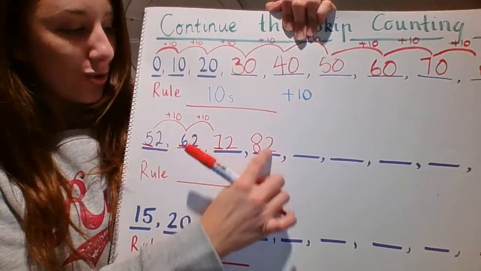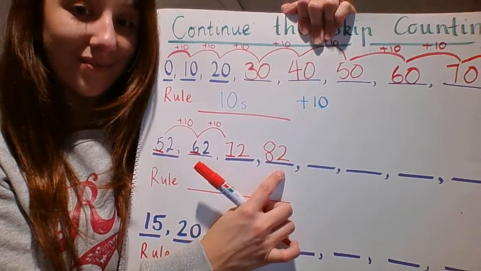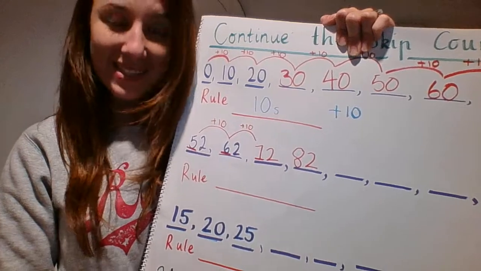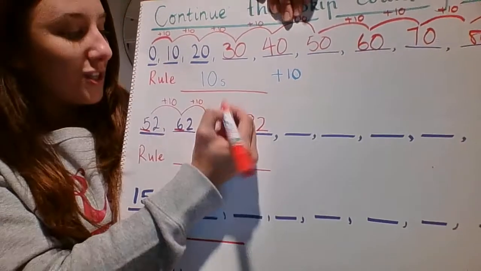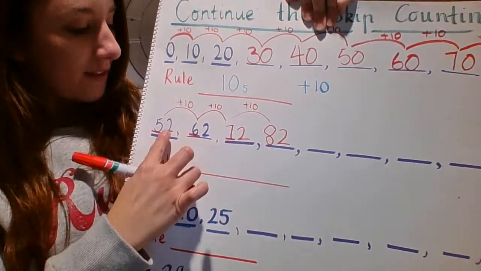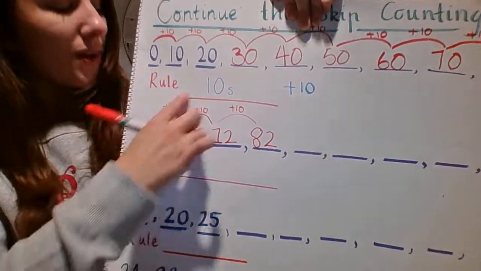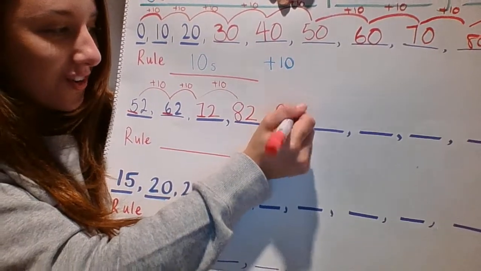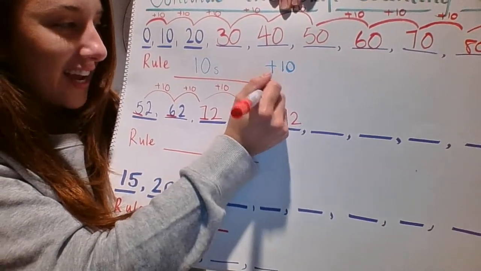See how there is a 2 in the ones column again? There's always a 2 in the ones column. That's what happens when you count by tens. All right, so we added 10. 52, 62, 72, 82, 92. Okay, I just added 10.